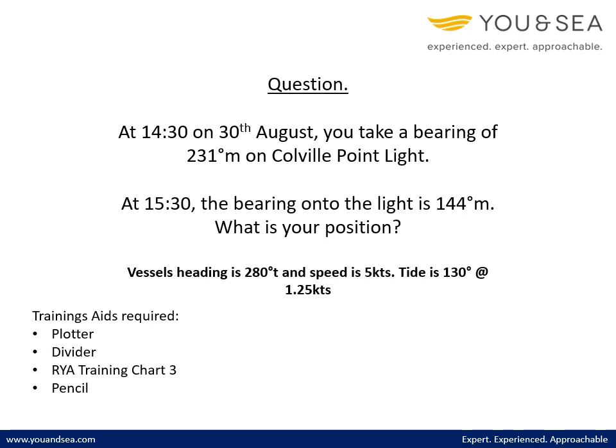The vessel's heading is 280 degrees true, speed of 5 knots, and we have a tide set and drift of 130 degrees and 1.25 knots. To work through this with us, you need a plotter, divider, ROA training chart 3 and a pencil.